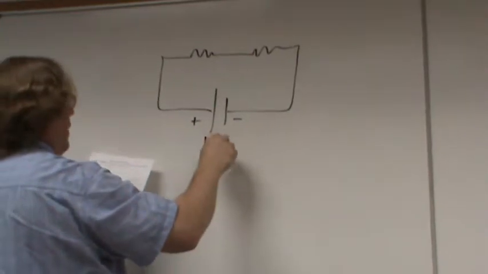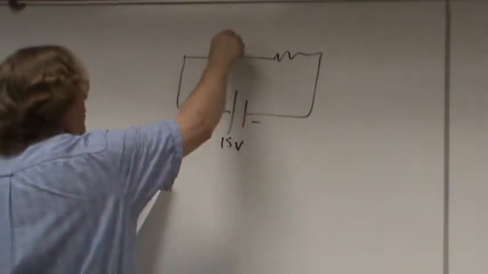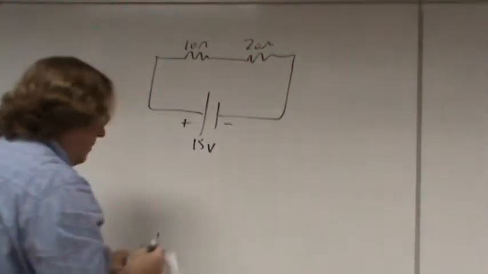So this is a 15 volt battery. This is a 10 ohm resistor. This is a 20 ohm resistor.